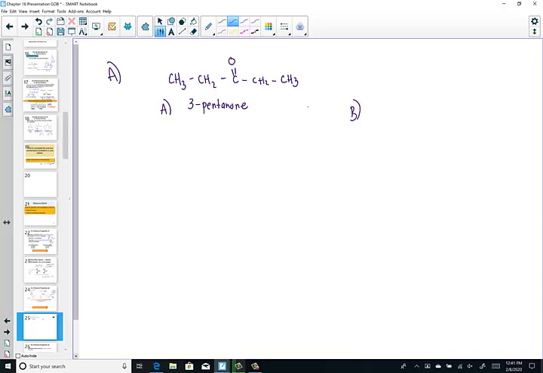Let's compare that to letter B, which if I draw out, I have CH3 to the left, connected to CH2, connected to a CH2, connected to just a CH, down to a CH3, and then it terminates the chain. So this is a 5 carbon chain with a branch at carbon 3.